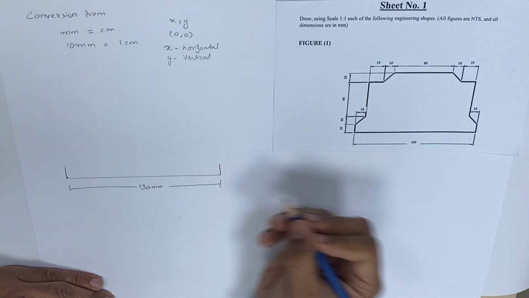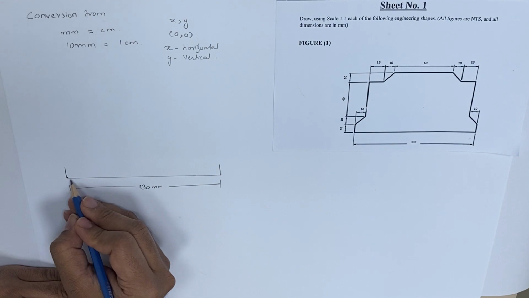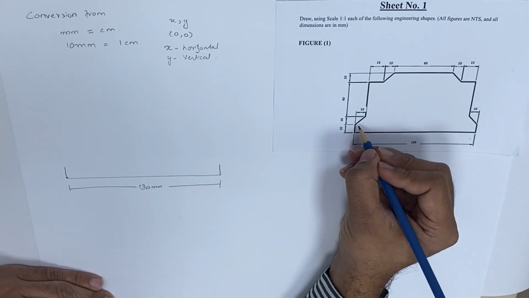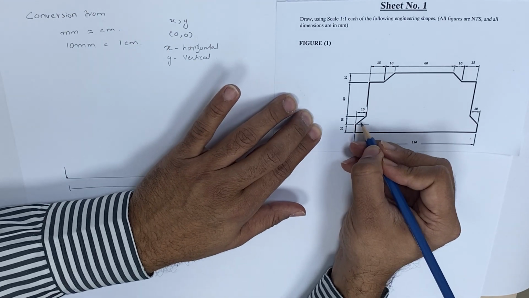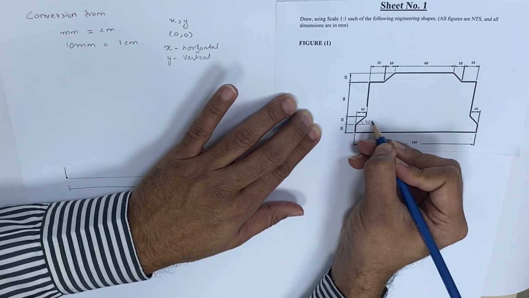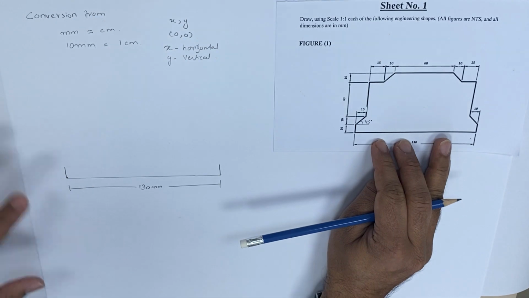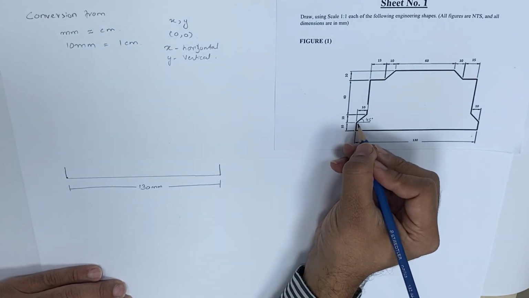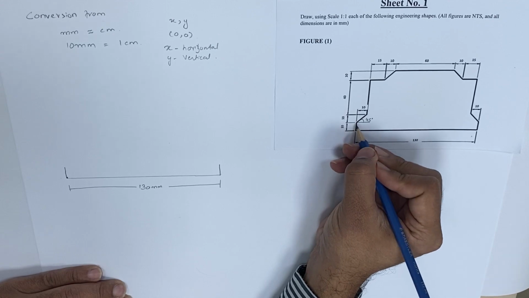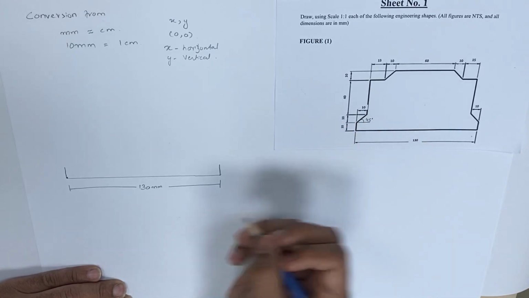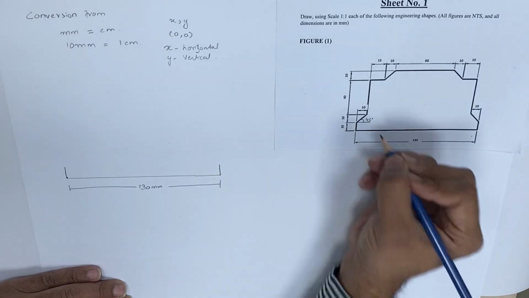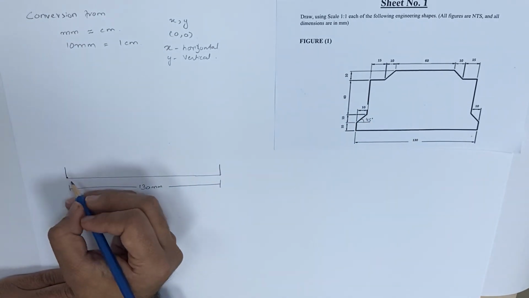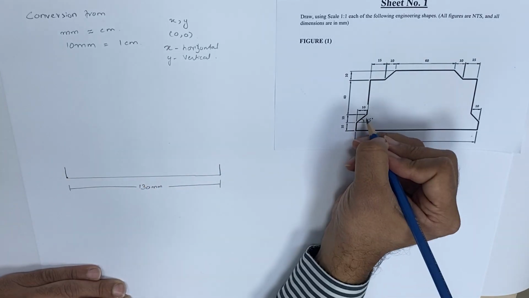Then we have this horizontal line, this vertical line, and this inclined line with a certain angle, which is 45 degree. So you just draw a line of 10 mm length at 45 degree. But you don't know the exact length of this height, so what I recommend you to do is just determine this point.